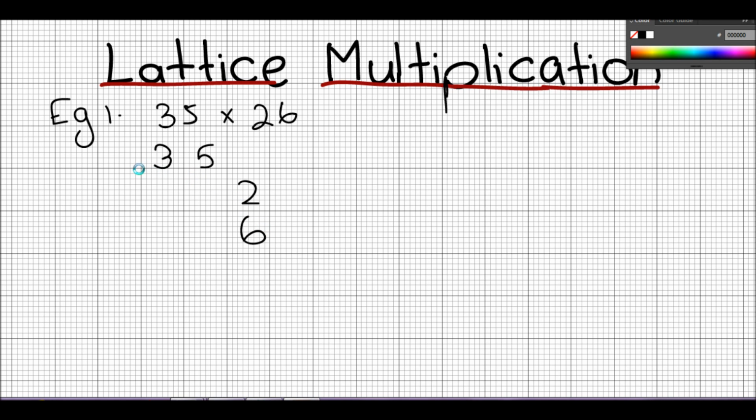And then we will draw our lattice, a box like this, and then divide it into little squares like this. Next, we'll make some diagonal lines in these squares to divide them into two like this.